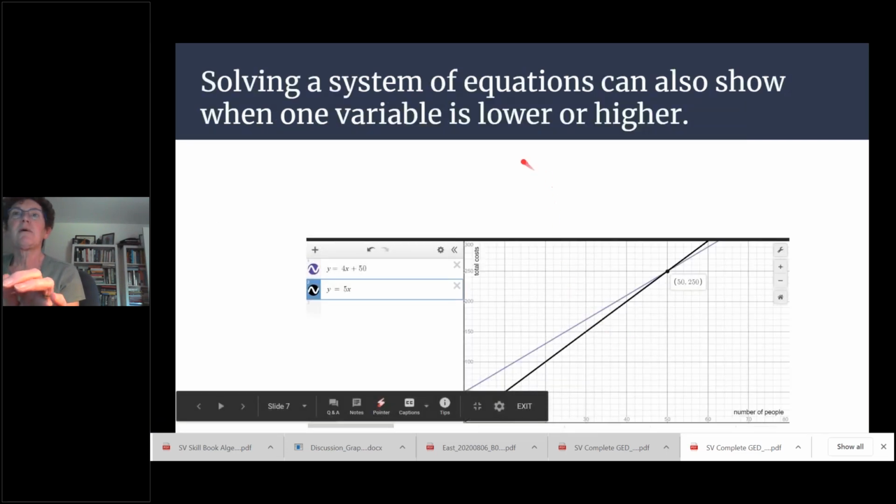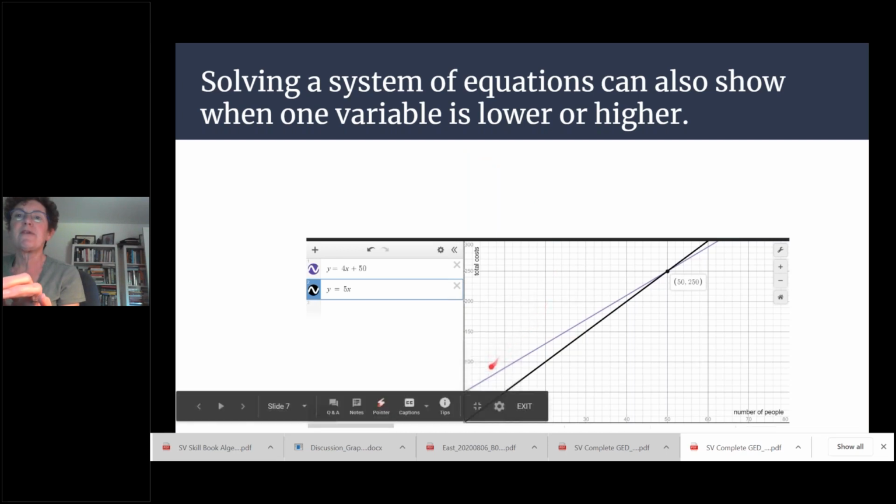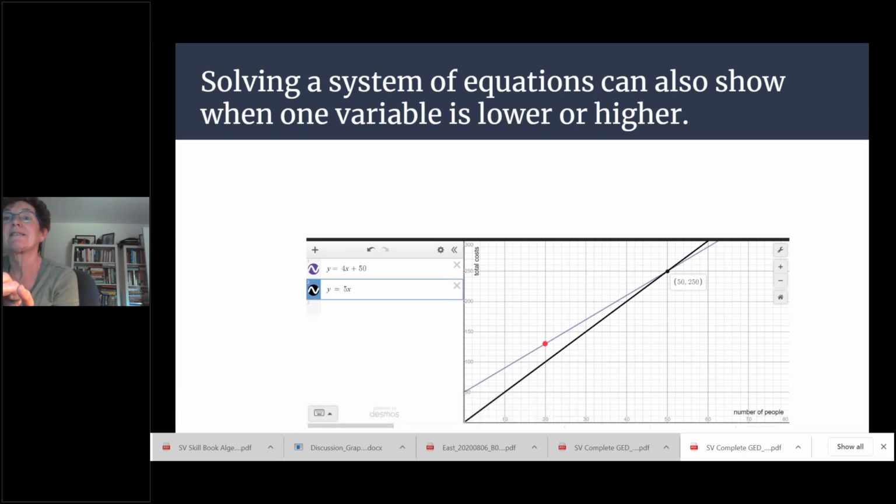Let's see what else we can see. Solving a system of equations can also show when one variable is lower or higher, by which I mean, look at this line right here, this equation, which is Kathy's. We can see that the y variable is greater every time when the x is the same.